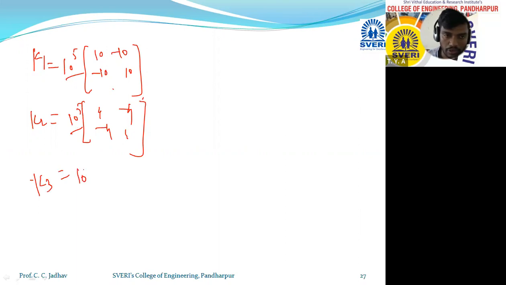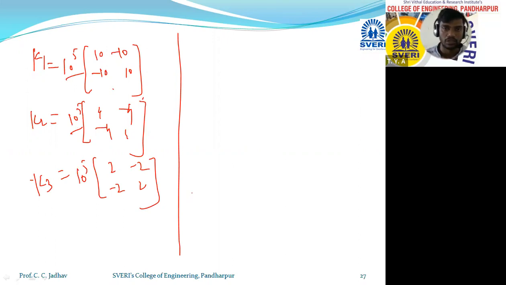K3 is 10 raised to 5 into [2 -2; -2 2]. So these are our element matrices K1, K2 and K3. Okay, so for the global matrix we have to calculate K1 plus K2 plus K3. So actual capital K is equal to K1 plus K2 plus K3. While adding these, as I told you, the last element of this and the first element of the next have to be added. Let us see now how to do the addition.